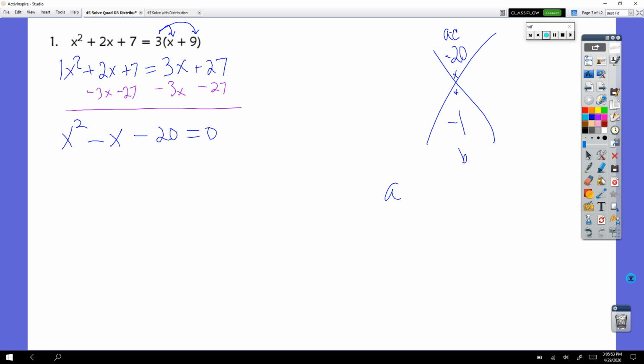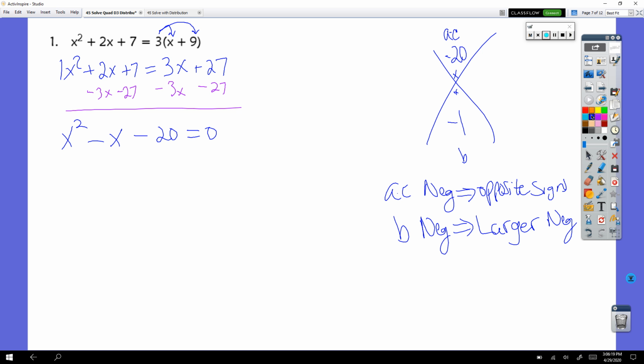So let's go through signs. So AC is negative, and that means opposite signs. B is negative, so that means the larger of the two that would multiply to 20 is going to be negative. So let's think about our ways to multiply to 20. So we've got 1 times 20, 2 times 10, 4 times 5, and the larger of each pair needs to be the negative. The combination that works for us is the 4 times negative 5.